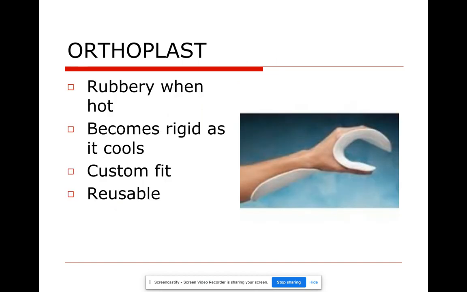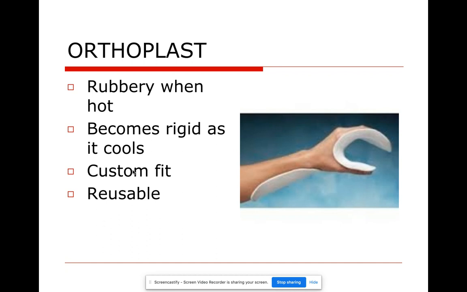So next splint we have is orthoplast. Orthoplast, I think, is super cool. Basically, it's rubbery when it's hot, so you could either put it in hot water or you put it in the microwave. There's like specific microwaves for these things. And then you form it to the joint or form it to whatever the injury is, and then it becomes rigid and hard as it cools. So now you could custom fit this to just about anything.